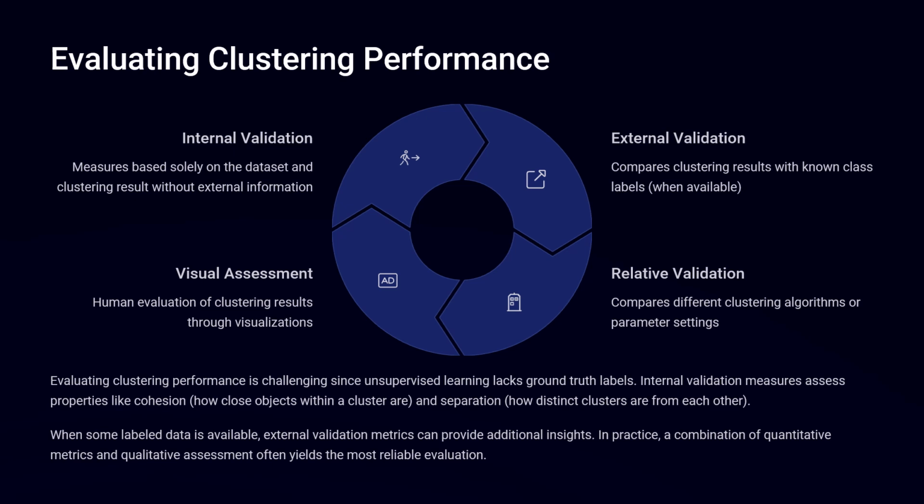Evaluating clustering performance is challenging since unsupervised learning lacks ground truth labels. Internal validation measures assess properties like cohesion, how close objects within a cluster are, and separation, how distinct clusters are from each other. When some labeled data is available, external validation metrics can provide additional insights. In practice, a combination of quantitative metrics and qualitative assessment often yields the most reliable evaluation.